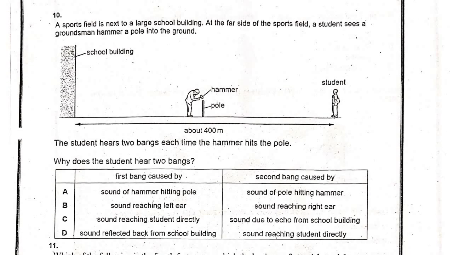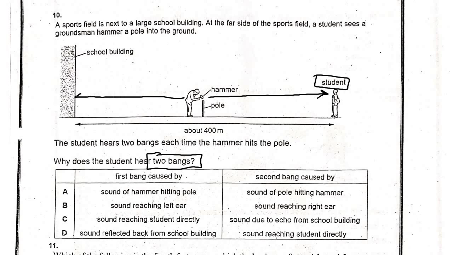A sports field is next to a large school building. At the far side of the sports field, a student sees a groundsman hammer a pole into the ground. The student hears two bangs each time the hammer hits the pole. Why does the student hear two bangs? So when a person strikes the hammer on the pole, the student at a certain distance hears two sounds. One sound reaches the student directly, and the other is the wave that strikes the school building and then, after bouncing back, reaches the student.